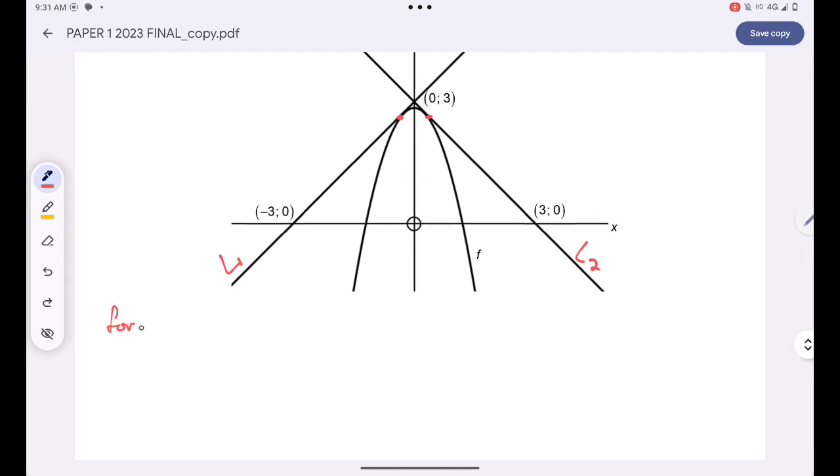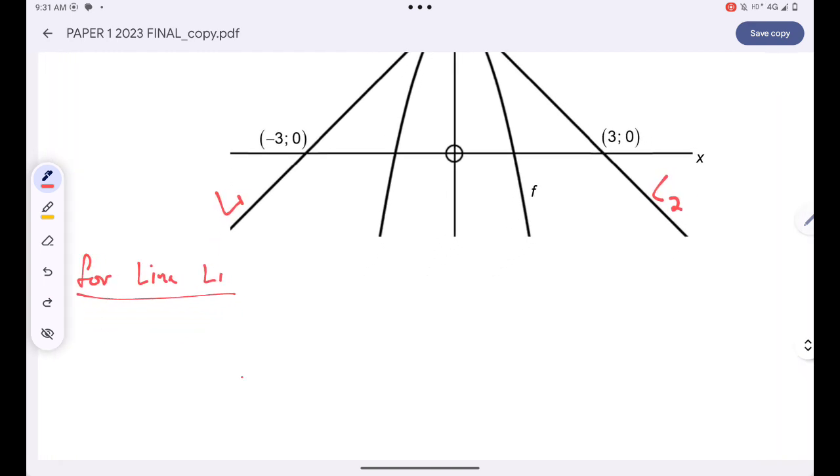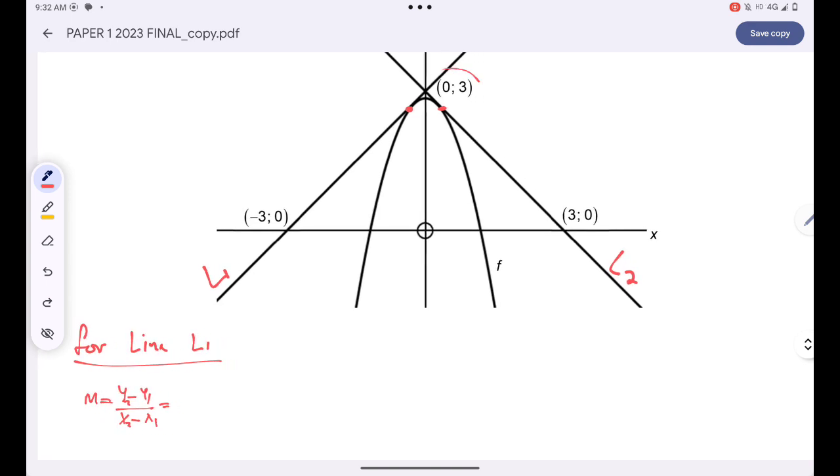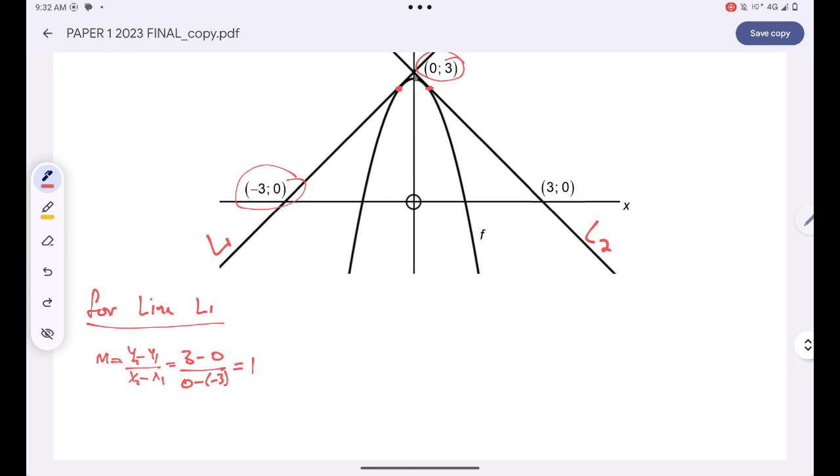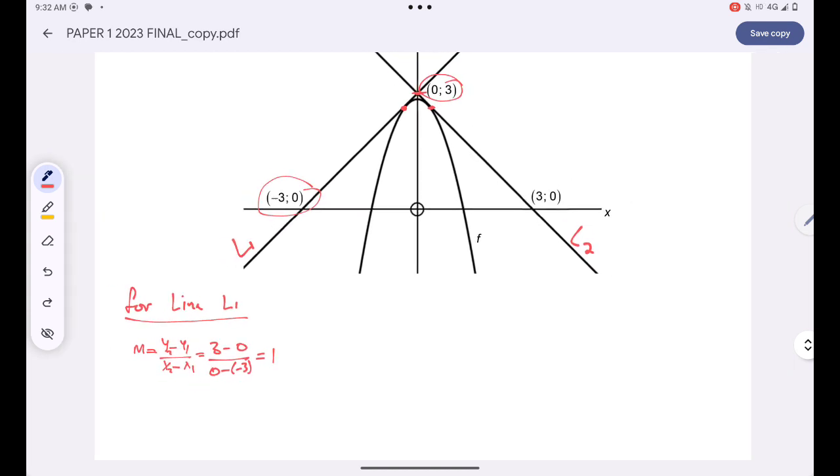For line L1, I can simplify the gradient of line 1. The gradient is y2 minus y1 over x2 minus x1, are you together? I do have two coordinates on the line, so that's basically 3 minus 0 over 0 minus negative 3. I'll simplify to a gradient of 1. Are you together?